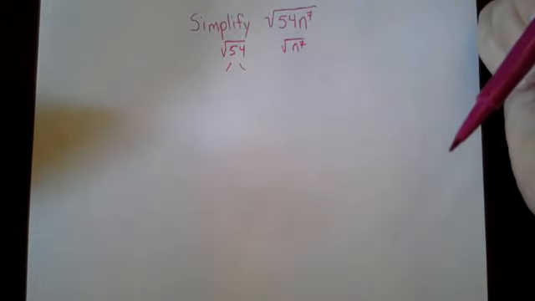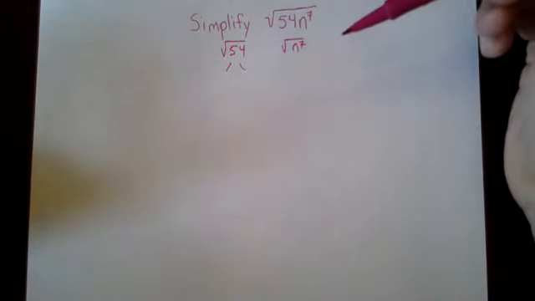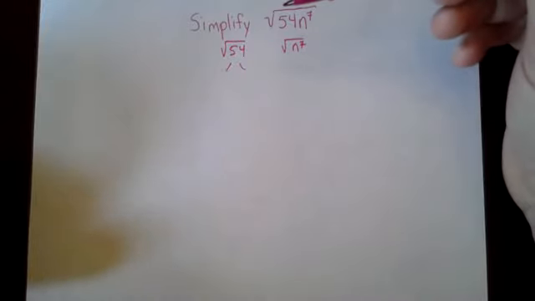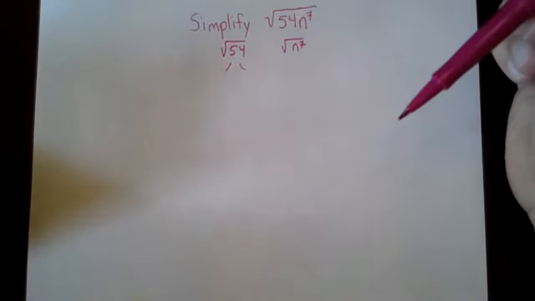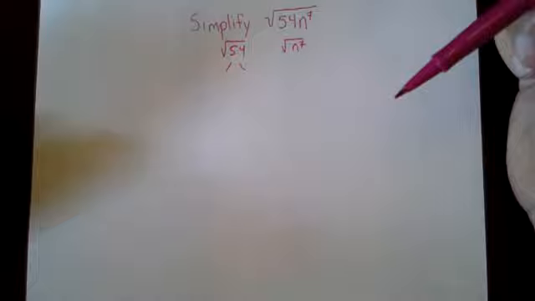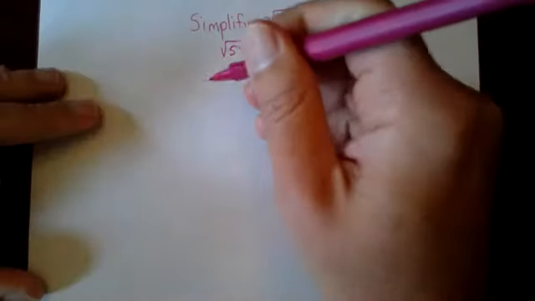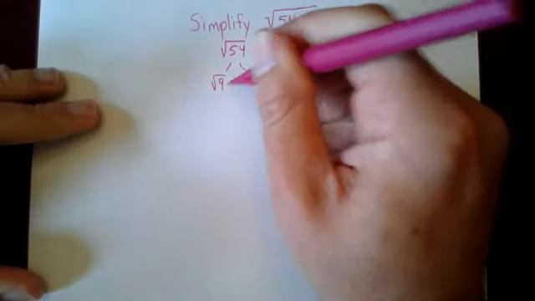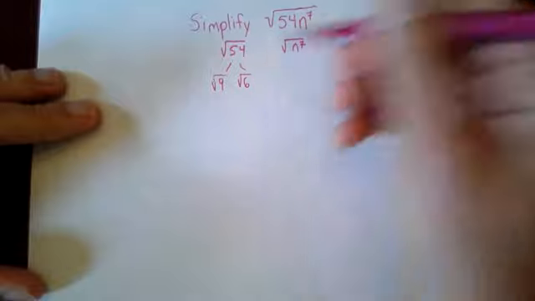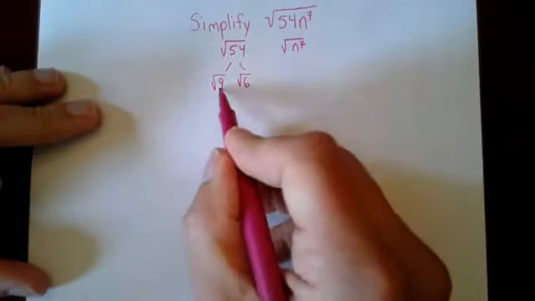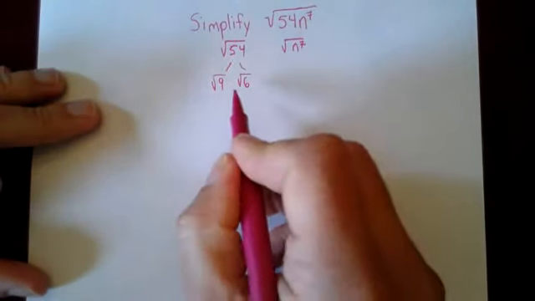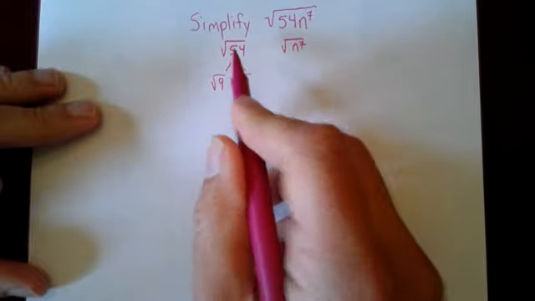So we can go through our list. We can start with 4. If that doesn't work, we can go to 9. Oh yeah, 9 goes in there 6 times. We can keep going. 16 doesn't work. 36 doesn't work. So it's just going to be root 9 and root 6. 9 times 6 gives me 54. Root 9 times root 6 will give me root 54.